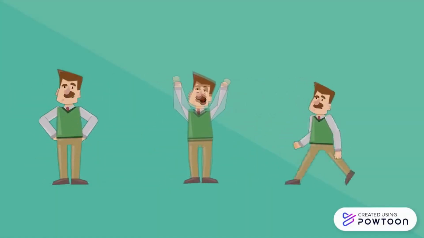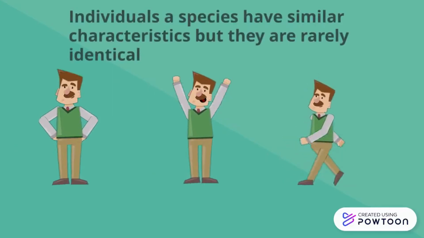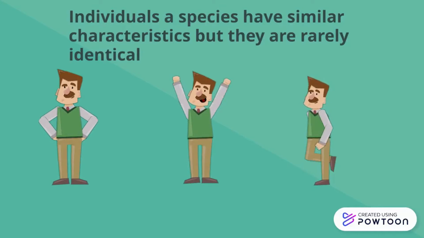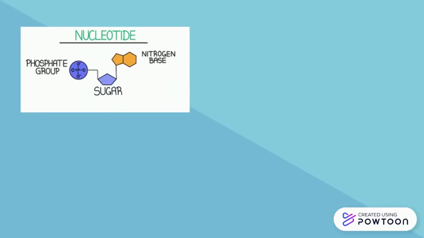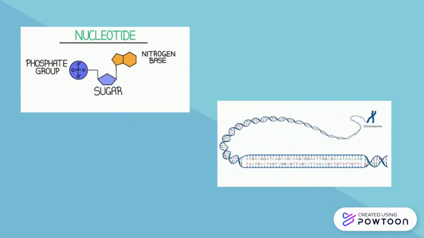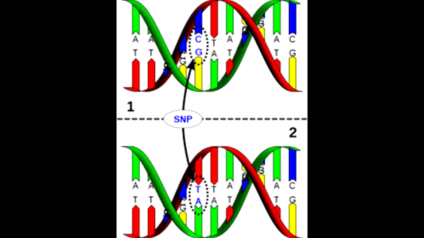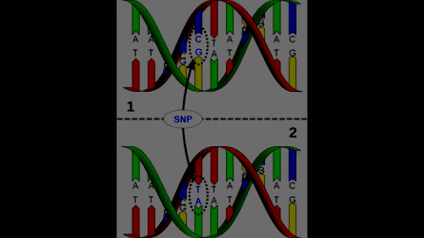Individuals of a species have similar characteristics, but they are rarely identical. The difference between them is called variation. Genetic variation is a result of subtle differences in our DNA. Single nucleotide polymorphisms are the most common type of genetic variation amongst people. Each single nucleotide polymorphism represents a difference in a single DNA base, A, C, G or T, in a person's DNA. On average, they occur once in every 300 bases and are often found in the DNA between genes.